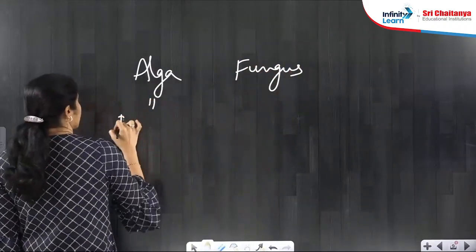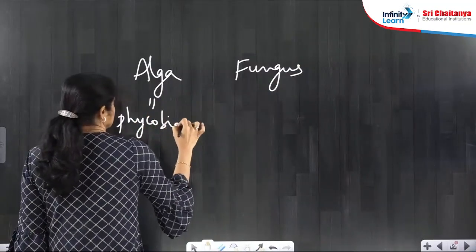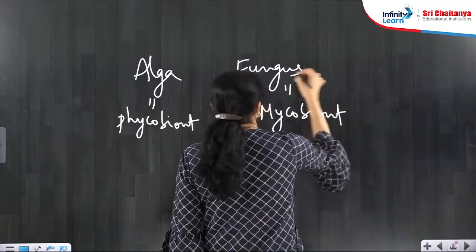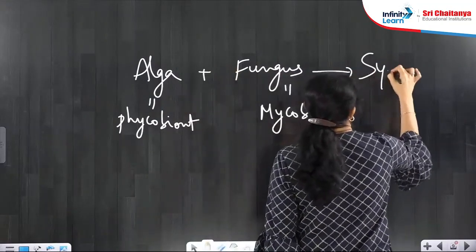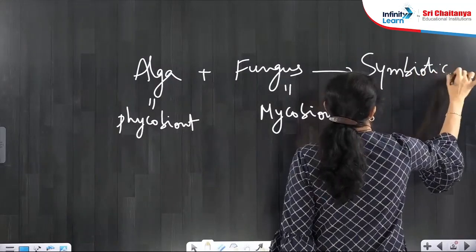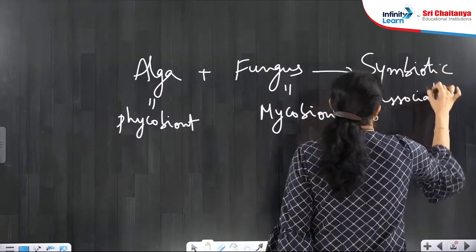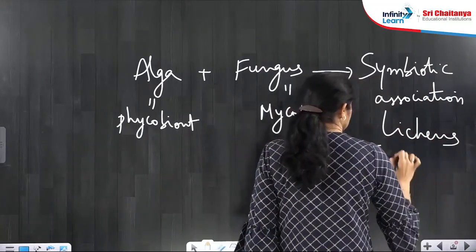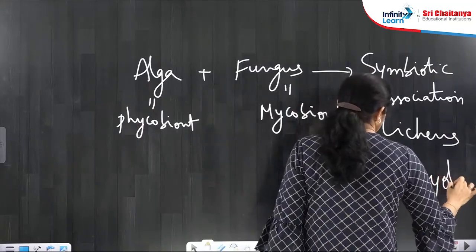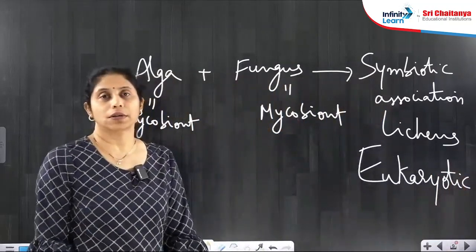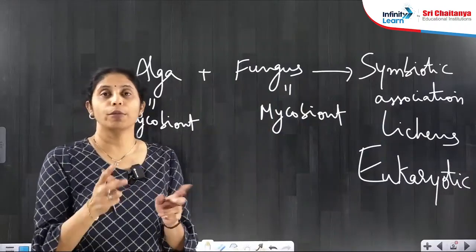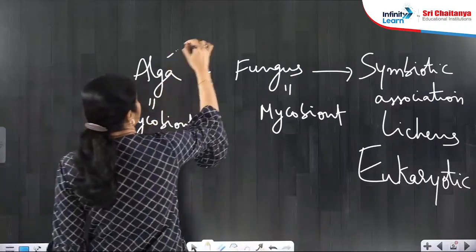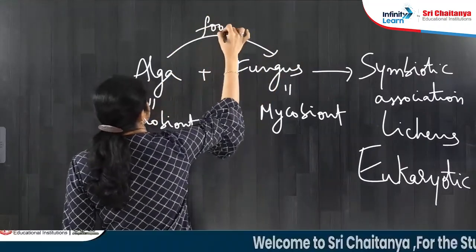The alga is called phycobiont. This fungus is called mycobiont. They live together in a symbiotic association. That symbiotic association is called lichens. These are eukaryotic. Unlike viruses, viroids and prions, these are eukaryotic organisms because it is a combination of two organisms which are eukaryotes. And this alga will be giving food for the fungus.